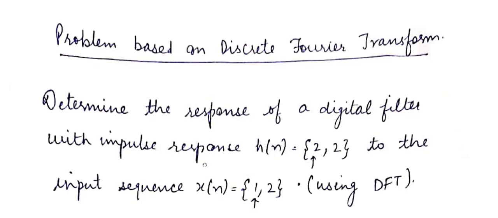So now, we are given h(n), the impulse response, and the input x(n), and we have to find the response of the filter, that means I have to find y(n). One method we can apply is convolution, but for that I need to calculate linear convolution. Here we will see how we can implement that more easily in the frequency domain, by converting the signal to the frequency domain and then calculating y(n).